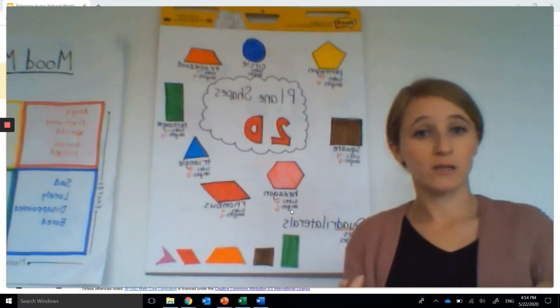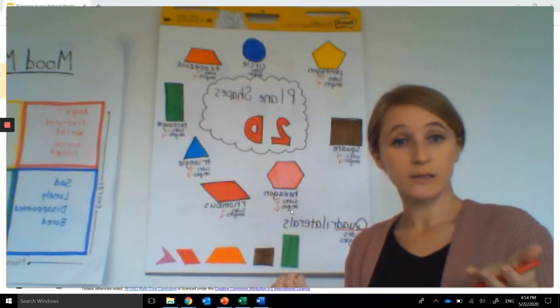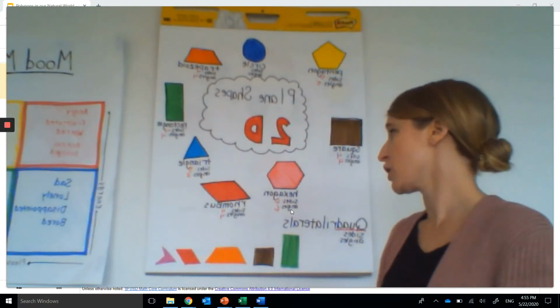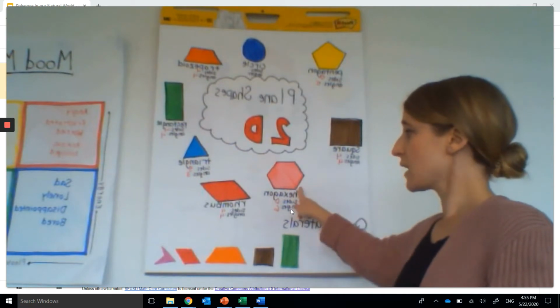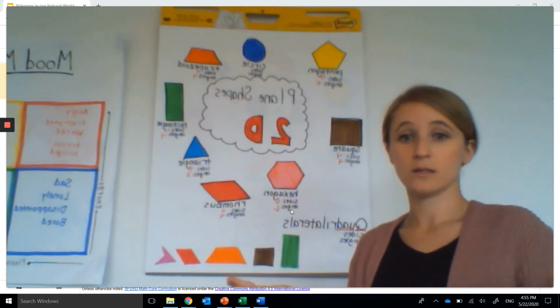Remember when we're looking at sides and angles, those things are called attributes, and that's one way that we can identify or know the name of a shape. So anytime we see a shape that has 6 sides and 6 angles, we're going to know that those attributes mean that it is a hexagon.